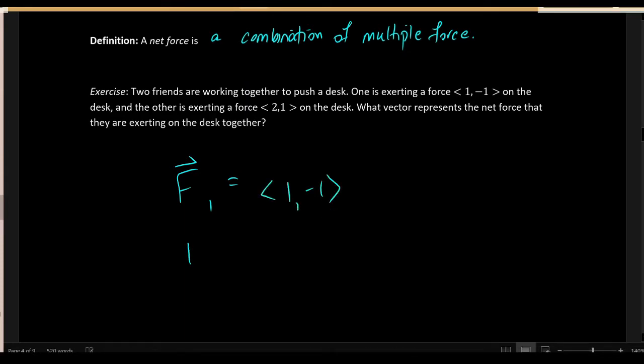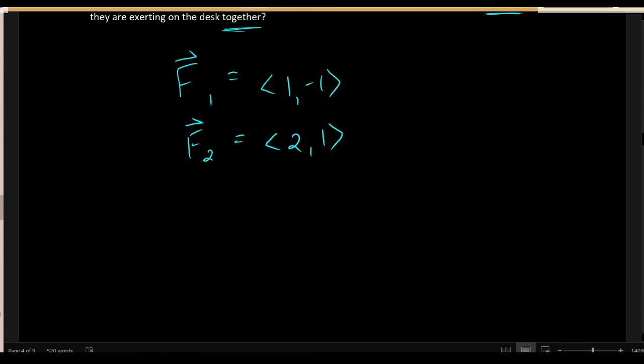And we have friend number 2 exerting force number 2, expressed in components as 2, 1. What vector represents the net force that they're exerting on the desk together? Their combined efforts can be represented by the sum. The x component is 1 plus 2, result 3, and the y component is negative 1 plus 1, result 0. This is the net force.